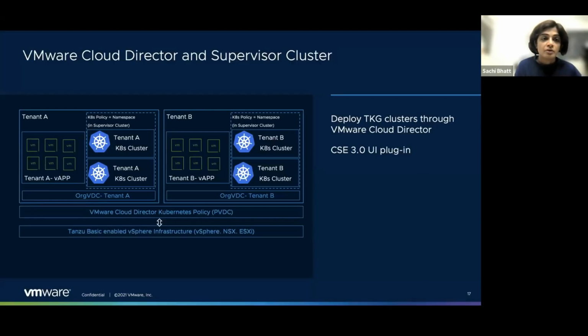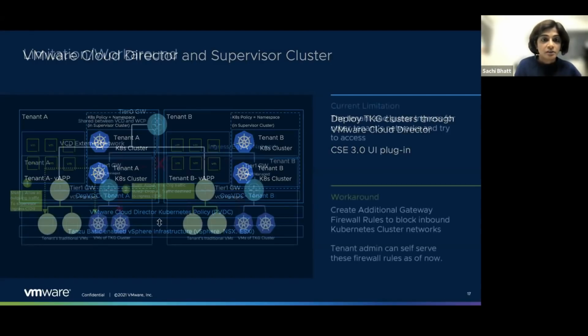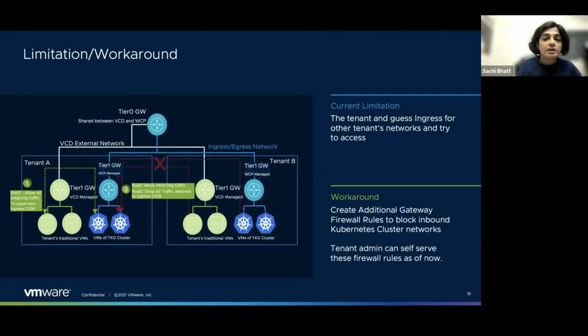So we can provide resource allocation dedicated to VM-based apps versus Kubernetes cluster apps. And this is the network isolation piece we were talking about. What we are doing today is that first of all, we allow all the tenant workloads, VM-based workloads, to have access to the Kubernetes clusters within their organization.